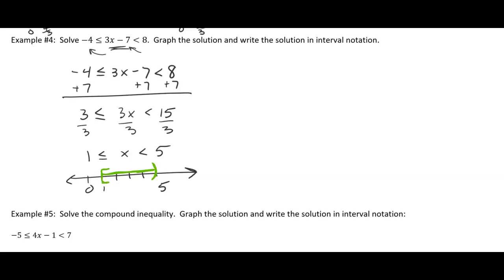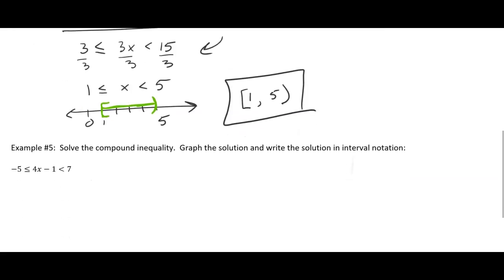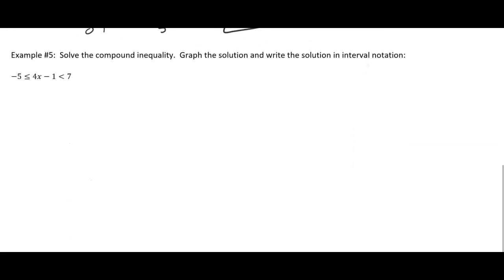The interval comes from the graph. Bracket 1, comma 5, parenthesis. That's the interval notation. Okay? Now you might be saying, wait a minute, what about back here? What if I had to divide by a -3? Well, we'll see if we get that situation. I don't think we're going to get it on the next one. But if it comes up, we'll deal with it. You just switch both inequalities, but we'll worry about it when it comes.